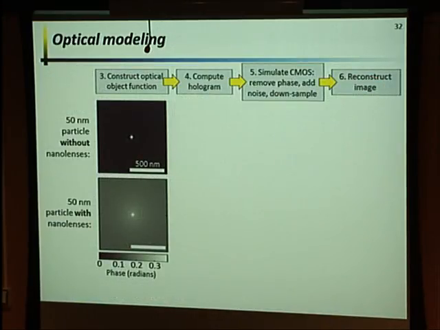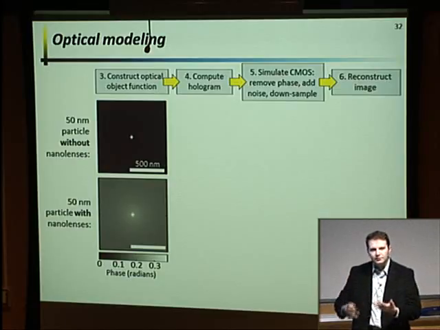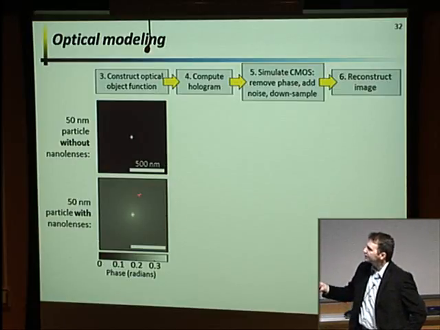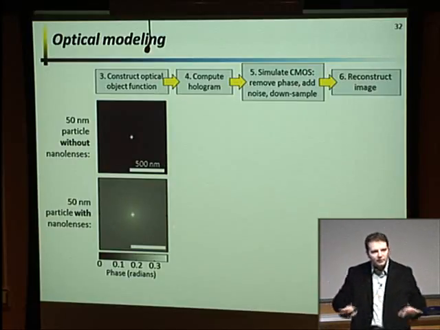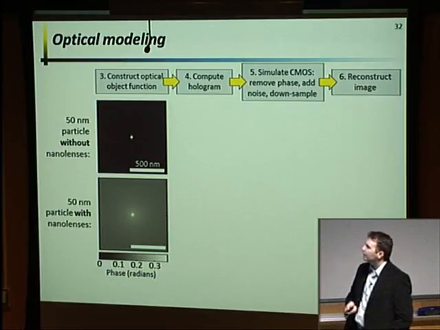To illustrate this scheme, I'm going to show you two cases. One case is we're looking at a 50 nanometer diameter particle without any of this film around it. In the other case, we're looking at a 50 nanometer diameter particle with this film around it. Here we're plotting the phase of this object. The film has some thickness and some refractive index, and as light goes through it, it accumulates some sort of phase. So you see this grayscale background that's tapering off. That's the effect of this phase object, where in the other case, you don't see that background.